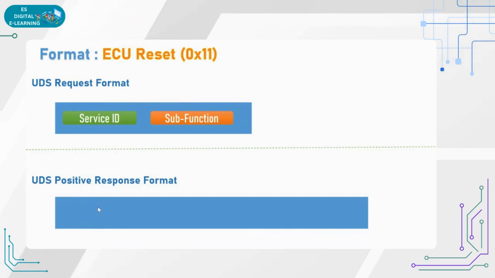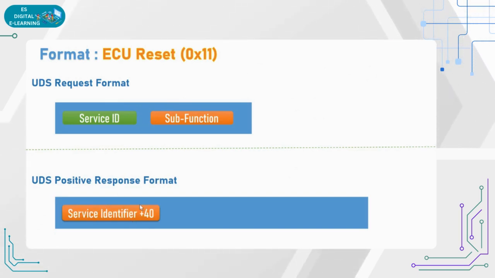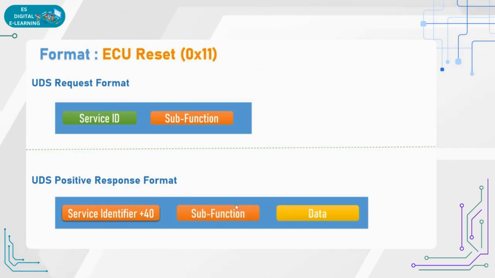And the response will be the service ID followed by plus 40. Next we have a sub function in it, and next we have the data. So it carries some data also. So this is the ECU reset format. What is the data? The data is any timing related or internal information that will be carried. That we call data here. So this is the request and response format for the ECU reset.